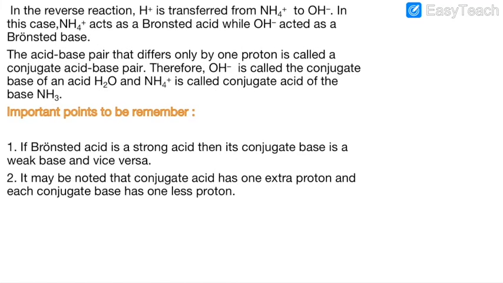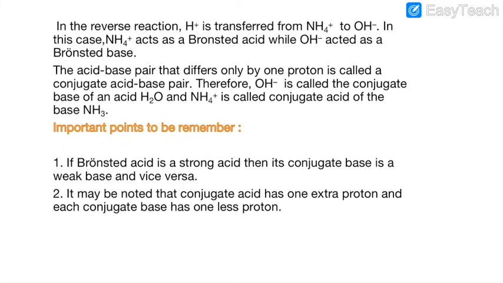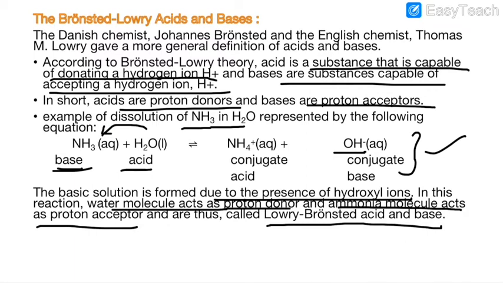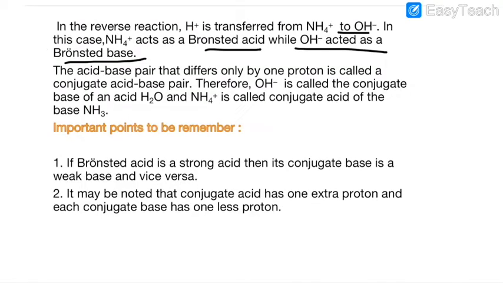In the reverse reaction, H plus is transferred from NH4 plus to OH minus. In this case, NH4 plus acts as a Bronsted acid while OH minus acts as a Bronsted base. Look at the reaction again. If we consider the backward reaction, then NH4 plus will donate one proton to OH minus ion. So NH4 plus acts as an acid and OH minus will act as a base.